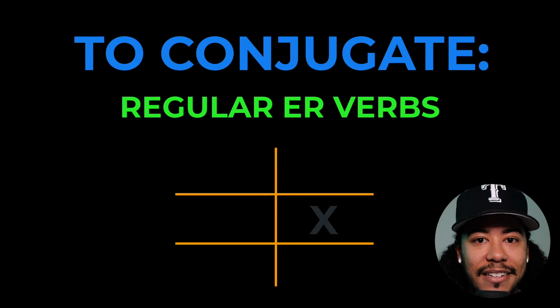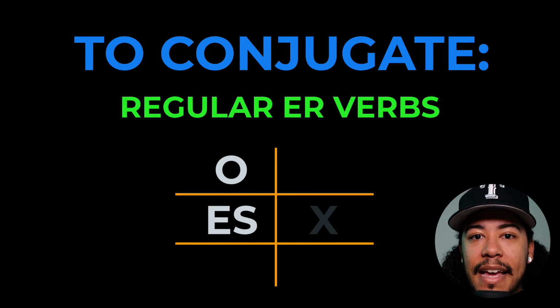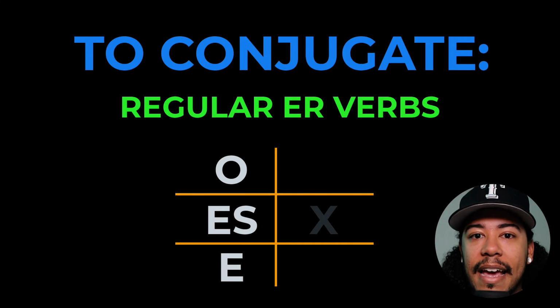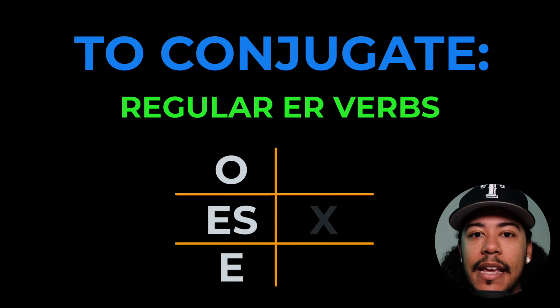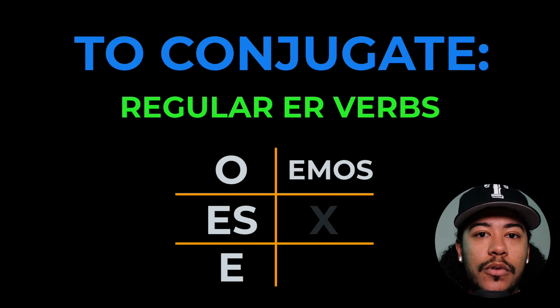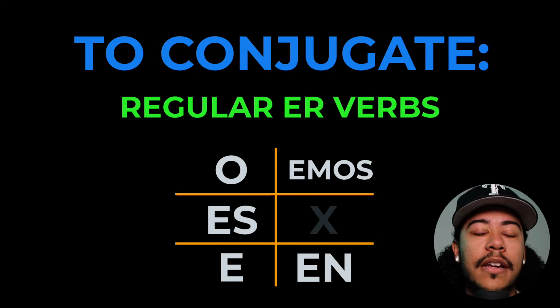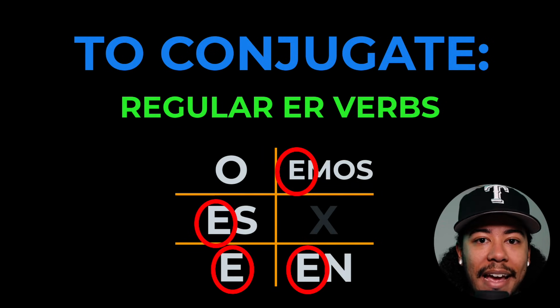Yo, again, is -o. Tú is -es. Usted, él, ella, or it is -e. Nosotros and nosotras is -emos. And ustedes, ellos, ellas is -en. Notice that these are exactly the same as the AR verb endings, except instead of an a, there's an e, because these are ER verbs.